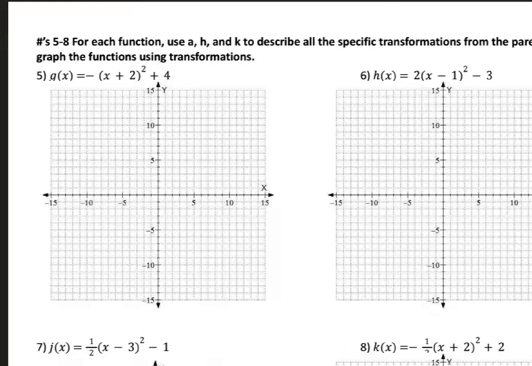All right, so first thing I'm going to do is figure out what A, H, and K are. So for number 5, A is going to be -1. H is going to be -2 because it's the opposite of inside the parentheses. And then K is going to be +4. In terms of describing the transformations, remember that A tells you two things. A tells you whether or not there's a reflection, again in relation to our parent function. So if A is negative, that tells me that there is a reflection.